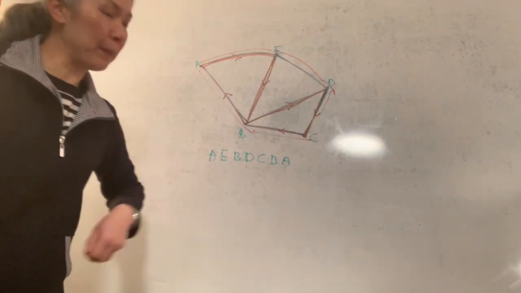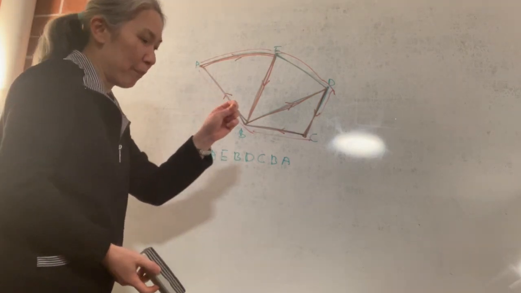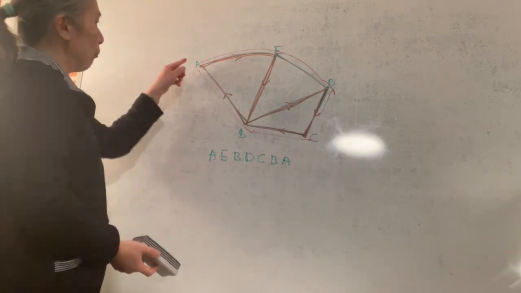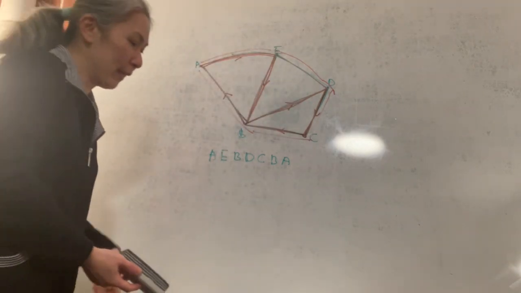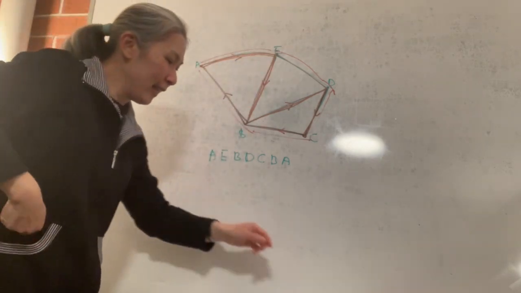And then the next one will be circuit. That means it must close. It must start and end at the same point, with no repeated edge. By looking at this one, it just goes one big round. That is a circuit. Or a small one like this, that will do too. Okay, right.